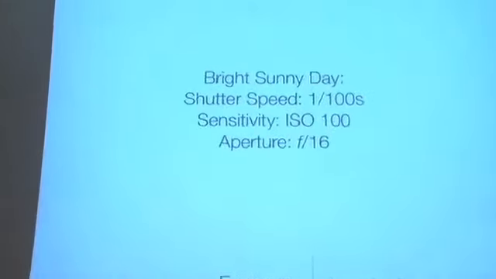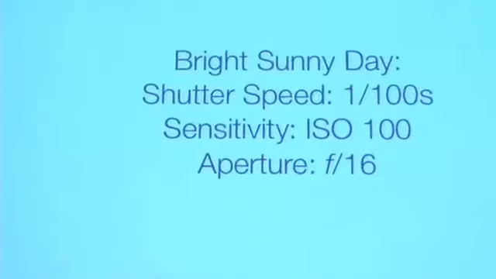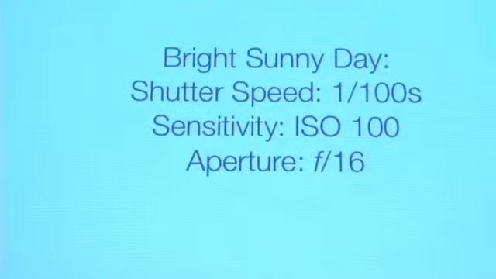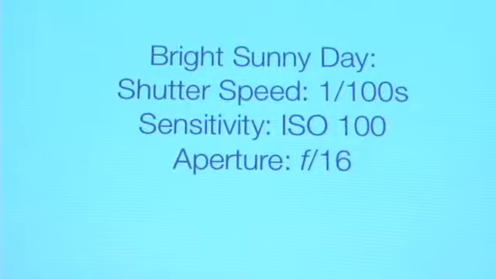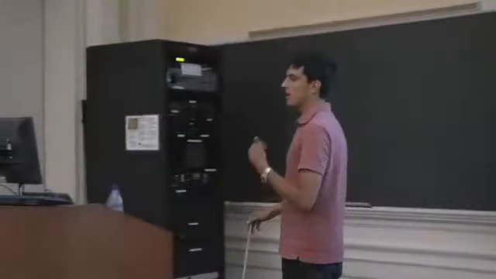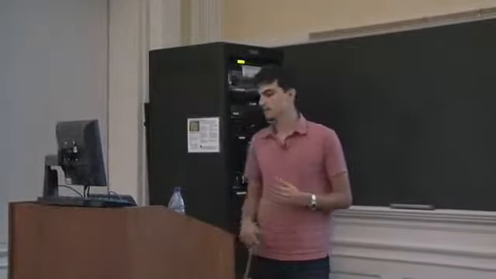On a very bright sunny day, you want a shutter speed of about 1/100th of a second, a sensitivity of about ISO 100, and an aperture of f16. So the Sunny 16 rule, in other words, means that you set everything to 100, the shutter speed, the ISO, and you just set the aperture to f16.